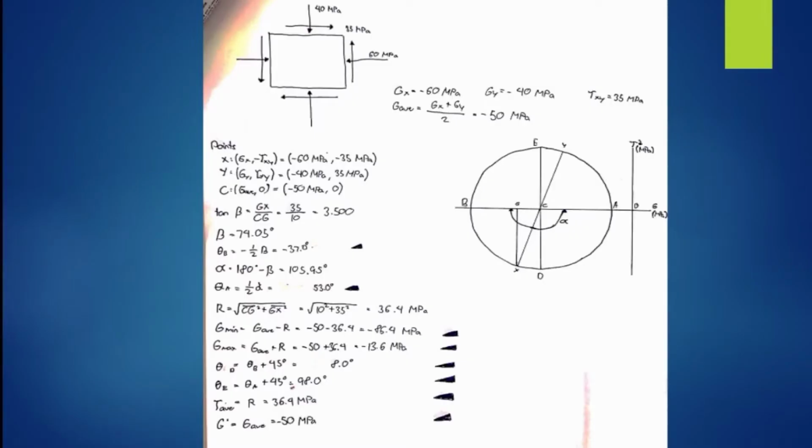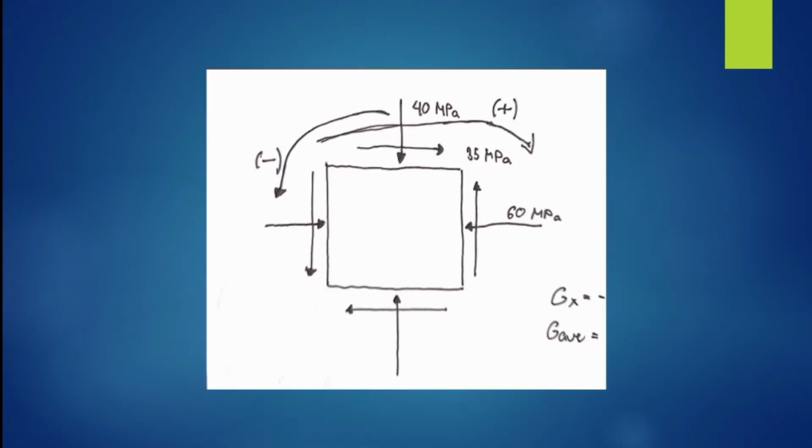We are given 40 MPa, 35 MPa, and 60 MPa. If you have a question about the negative signs in the given points, you just have to look at the arrows. For example, here in 40 MPa, the arrow is going to the left side, so it is negative. And in the 60 MPa, the arrow is still going to the left side, so it is negative also.